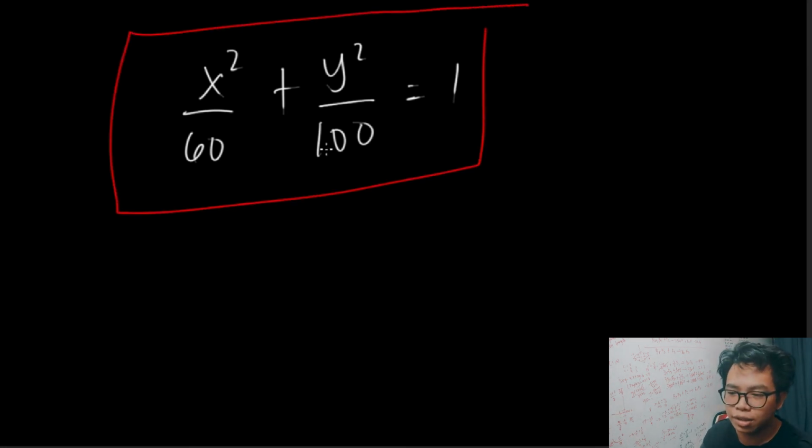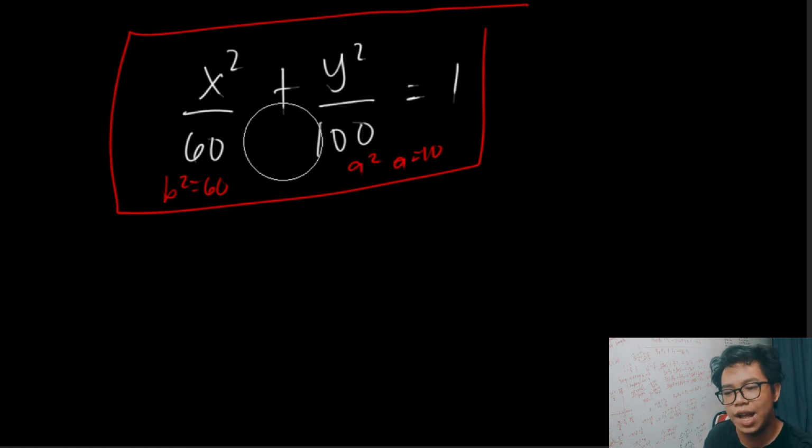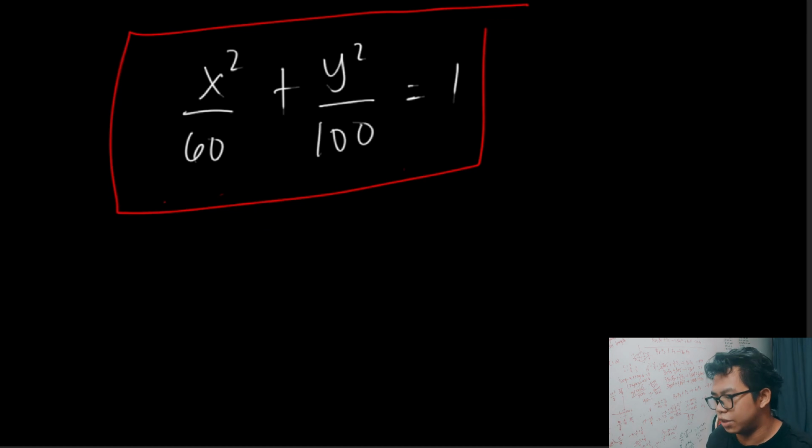Baka mapatanong kayo, bakit 100? Kasi nga a squared and then a is equal to 10. Bakit 60? Kasi nga b squared is equal to 60. Bakit nagkabaliktad? Kasi nga nakatayo yung ellipse. Pagka nakatayo yung ellipse, yung a ay nasa y. So ayan, basic. Ayun yung sagot.